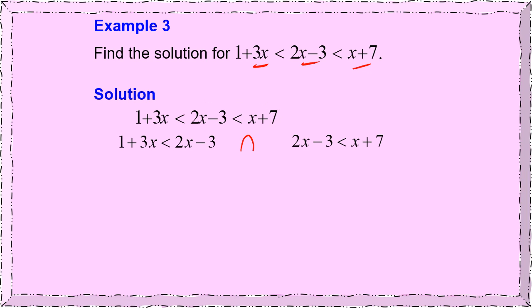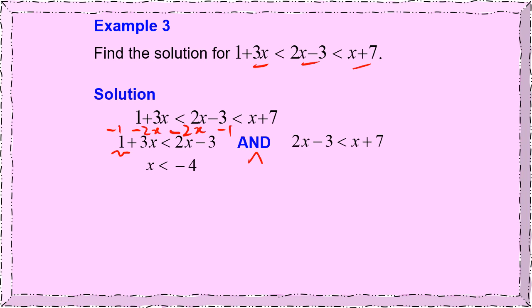So what do we get? The same step as usual, we need to make sure x is on the left side to be the subject. So we subtract 2x on each side, and then to eliminate the constant on the left side, we subtract 1 on each side. So what do we have on the left side? We have x on the left side and negative 4 on the right side.